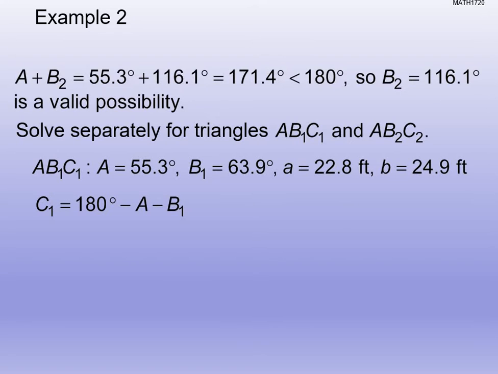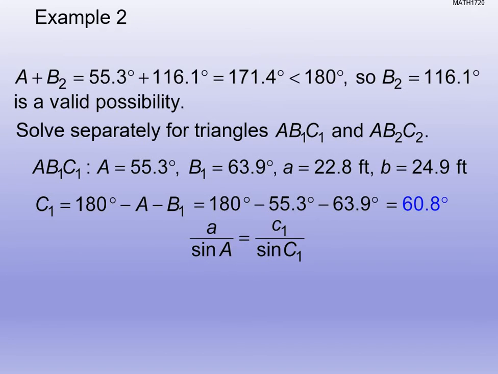So if we solve these triangles separately, all right, so the C is going to be for triangle 1, okay, and then the C2 will be for triangle 2 when we go through this. Okay, so 180 minus A minus the B that we calculated, all right, gives us 60.8 degrees. Okay, so one is 60.8, the other is 63.9, and the other is 55.3. So those are the degrees on our triangle here. Okay, then using that we can find side length C.